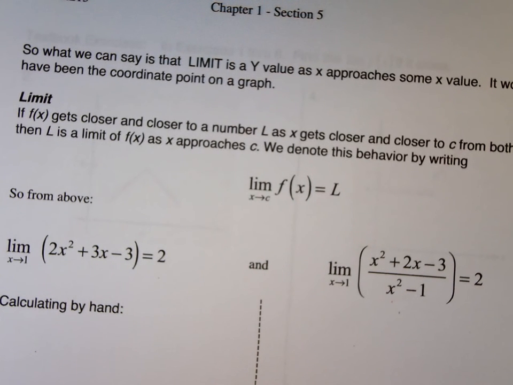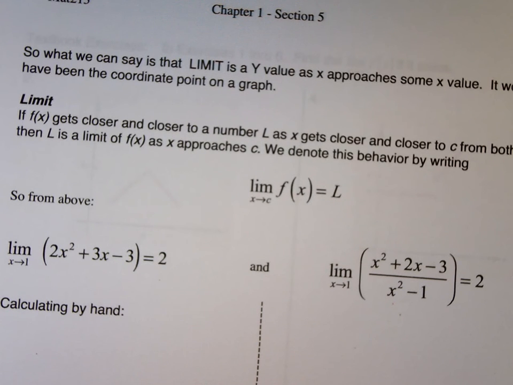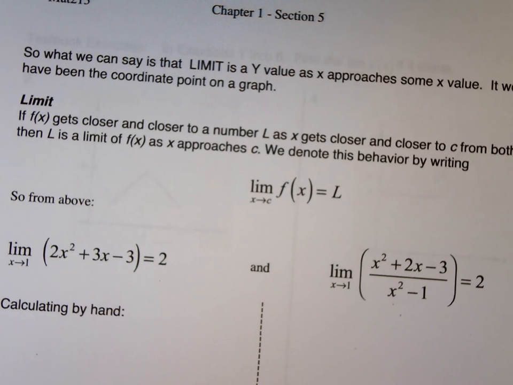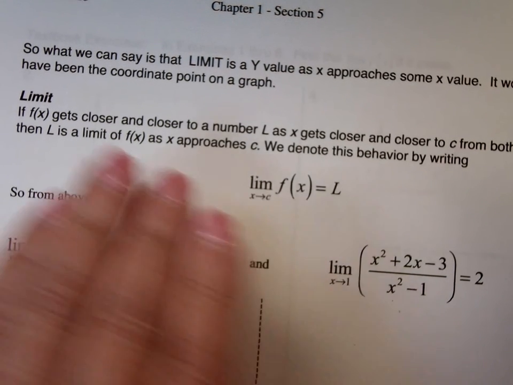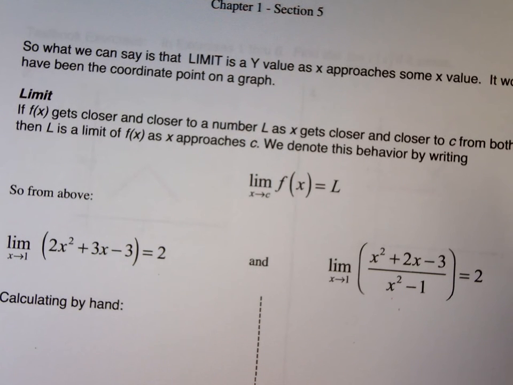So we can say that the limit is a y value as x approaches some x value. The limit of the y value. X is in control. It's like my feet are in control, right? It's where my body's going to end up. That's the y value. It really is going to be a coordinate point on a graph.